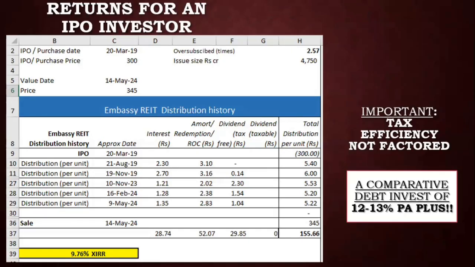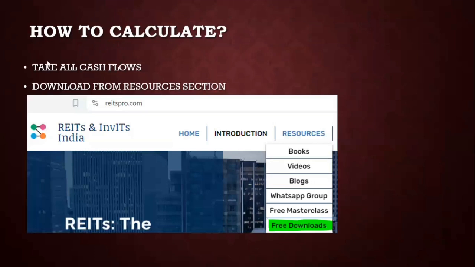So to understand what your returns could be, you could calculate them yourselves. You need to take all cash flows, and you can download these resources from our reitspro.com section, in the free downloads section in the menu. So you can do that and calculate your own returns.